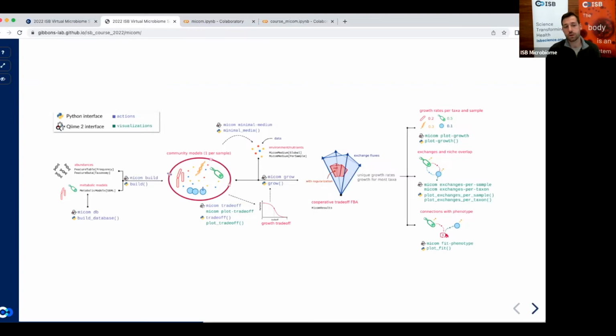So if you start your pipeline in QIIME 2 and would like to run the whole Mycom pipeline there, you're able to do that. What's also great is that it's very easy to switch back and forth between the two interfaces. So if you start your Mycom build process in QIIME 2, you can then take those QIIME artifacts that are produced and bring those into the Python interface and continue the pipeline there. So this is a really great tool that's very extensible and easy to use.